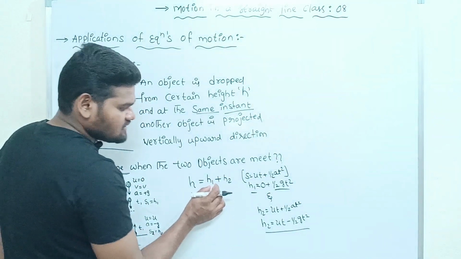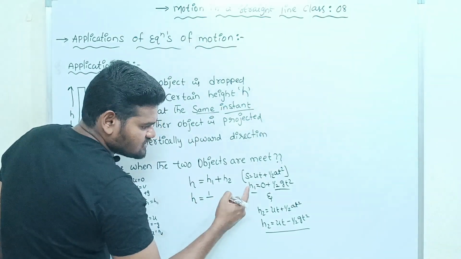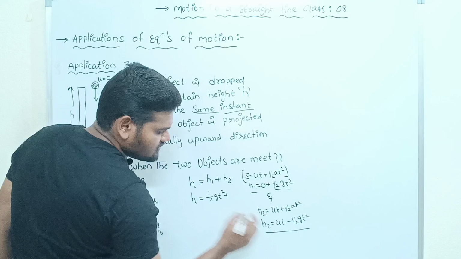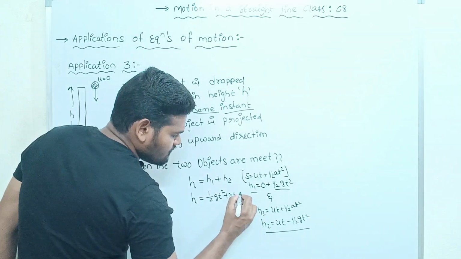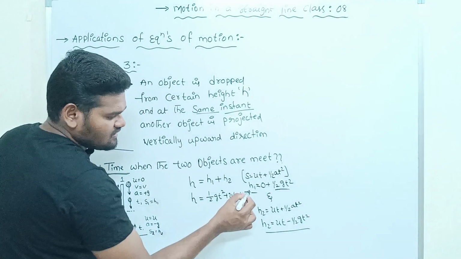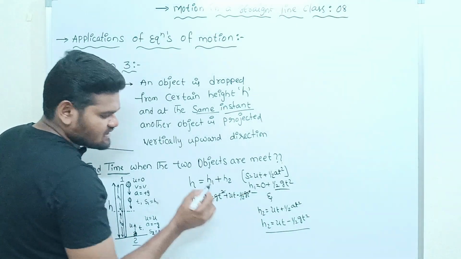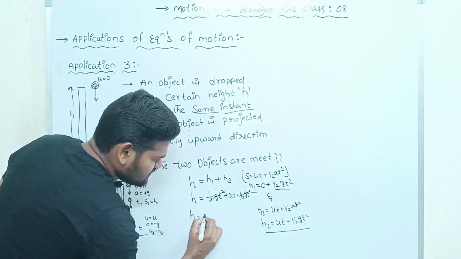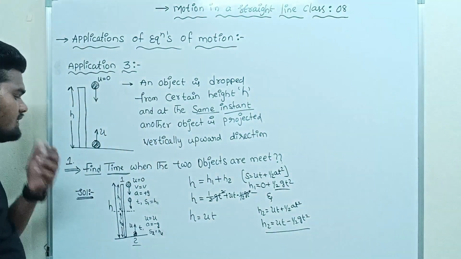Just substitute these values here. h1 is half gt square, plus h2 which is ut minus half gt square. So minus half gt square plus half gt square gets cancelled out, and we get h is equal to ut.